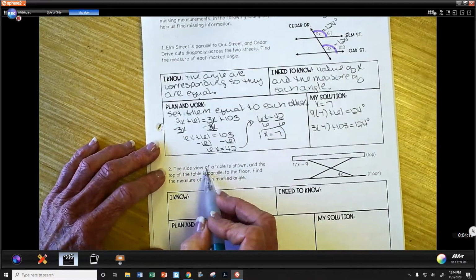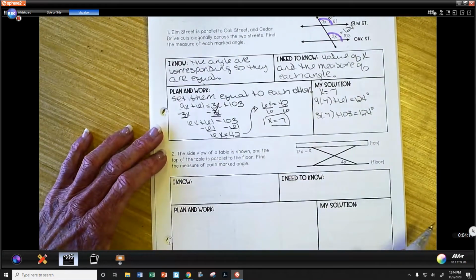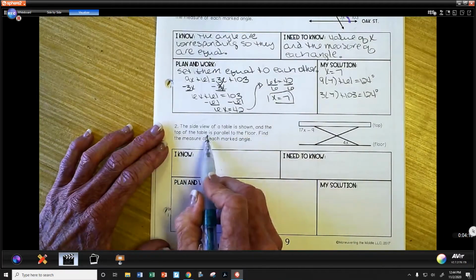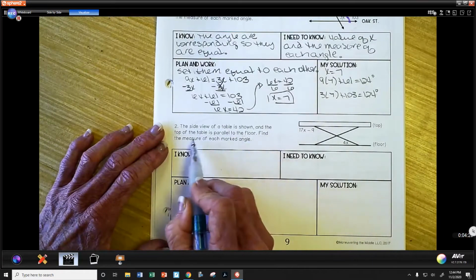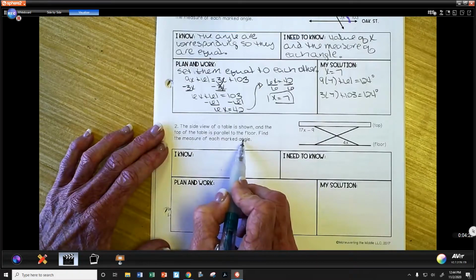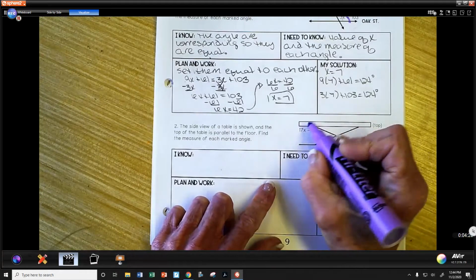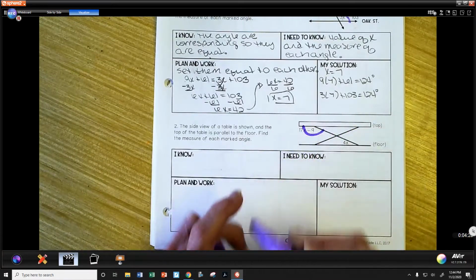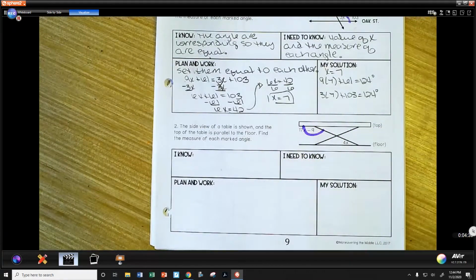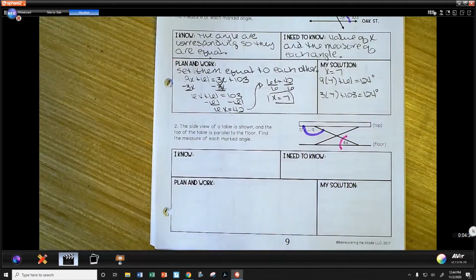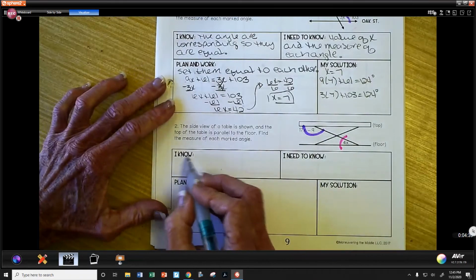All right, in this one, the side view of a table is shown, and the top of the table is parallel to the floor. Find the measure of each marked angle. Okay, so I look at my angles. So I'm going to do them in two different colors. That one goes that way, and this one is right here. These are supplementary.